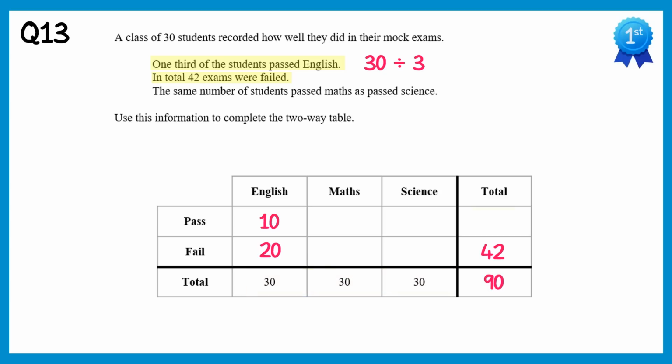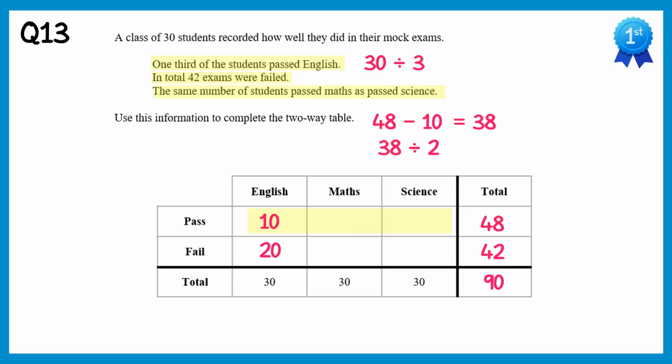Now if we look at the total column here, these two numbers must add to make 90, so 90 take 42 gives you 48. Next we're told in the question the same number of students pass maths as pass science. So if we look at the pass row here, these three numbers must make 48. So if we do 48 take 10 first, that gets us 38, so maths and science must add up to 38.